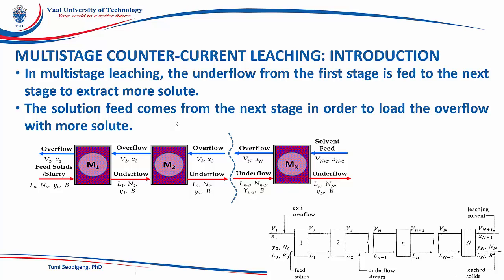In multi-stage leaching, the underflow from the first stage is fed to the second stage to extract more solute in order to improve recovery. Also, the solution feed to a given stage comes from the next stage in a sequence in order to load it with more solute. As you can see, the underflow from stage 1, which is this underflow, gets fed into stage 2 in order to continue recovering more solute from the solids. And also, the solvent feed to stage 1 comes from stage 2, which is continuing to load it with more solute.